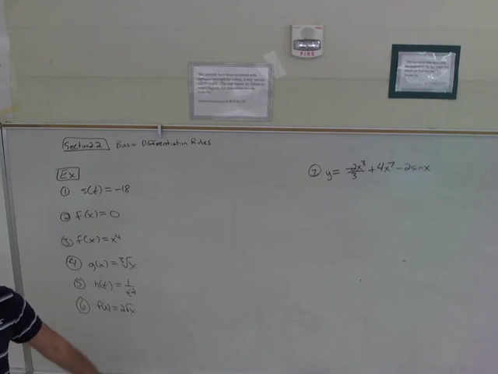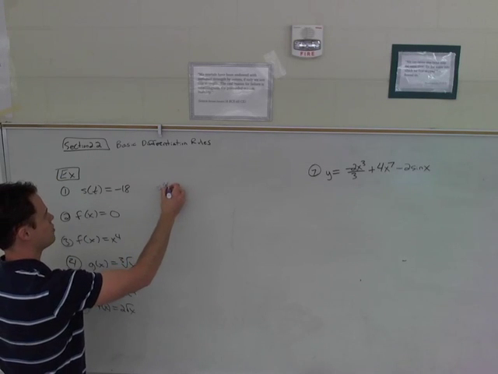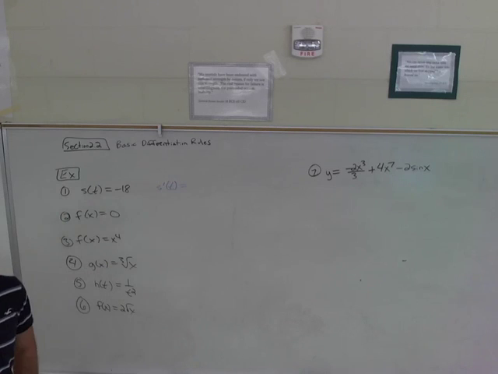Can you help me with number 1? I'm stuck. Negative 18. It's a constant. Okay, s prime of t, let's use correct notation.